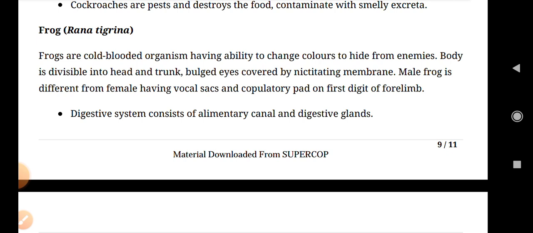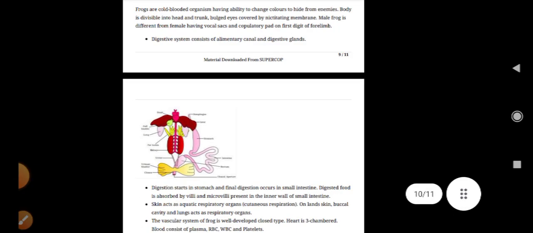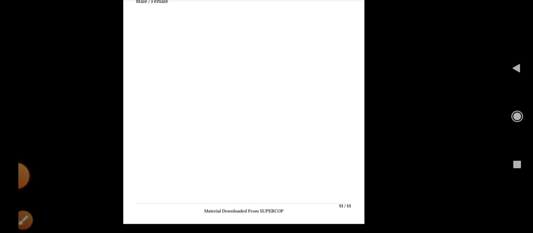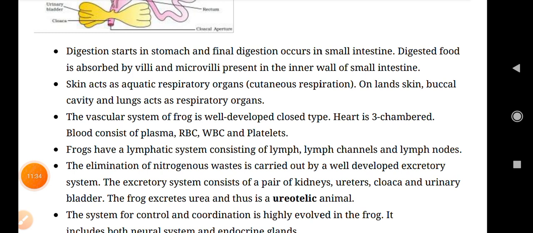Digestive system consists of alimentary canal and digestive glands. Digestion starts in the stomach and final digestion occurs in the small intestine. Digested food is absorbed by villi and microvilli present in inner wall of the small intestine. Skin acts as an aquatic respiratory organ. Cutaneous respiration on land; skin, buccal cavity and lungs act as respiratory organs.